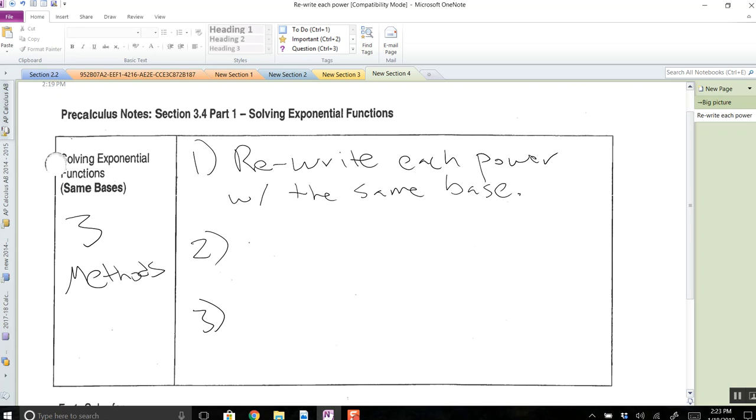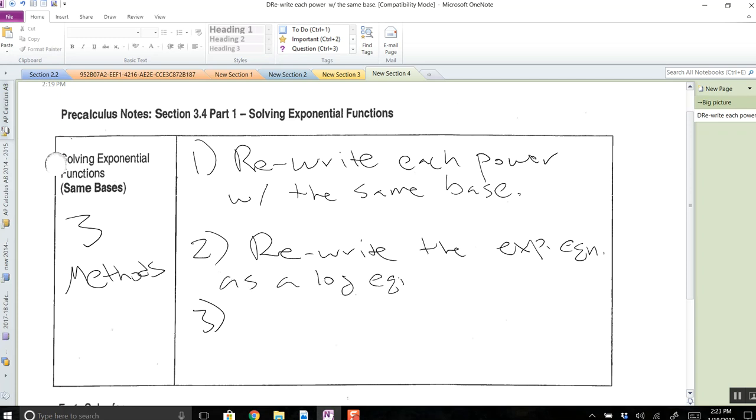The second one would be to rewrite the exponential equation as a log equation. You guys, of course, remember this. It's the same thing as saying that. We've talked about that, right? x equals b to the y is log base b of x equals y. That's how you shift from exponential equation to log equation. We know this. We've done this before.